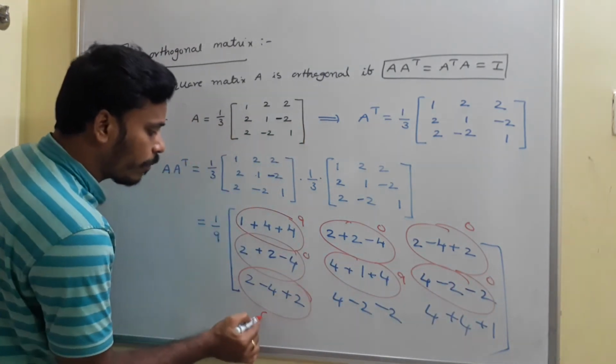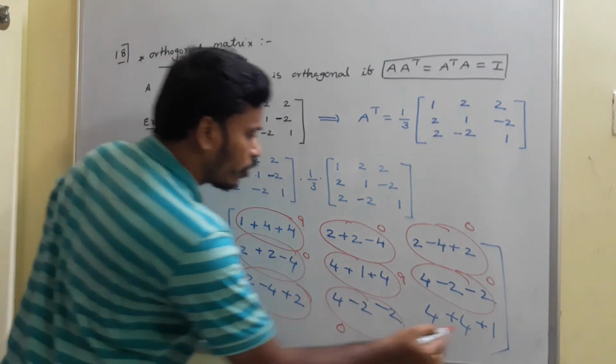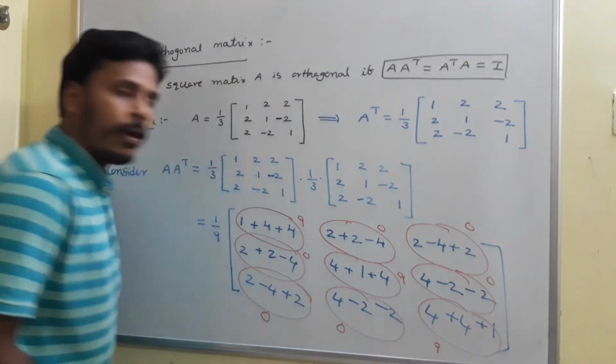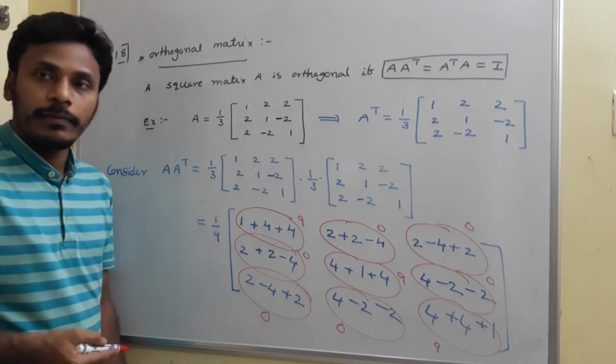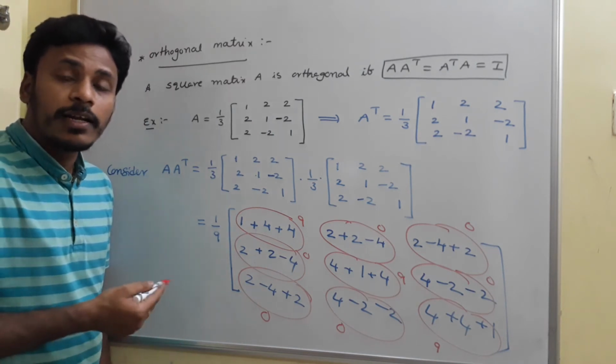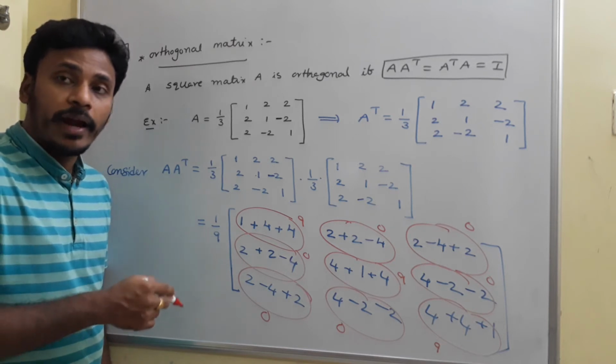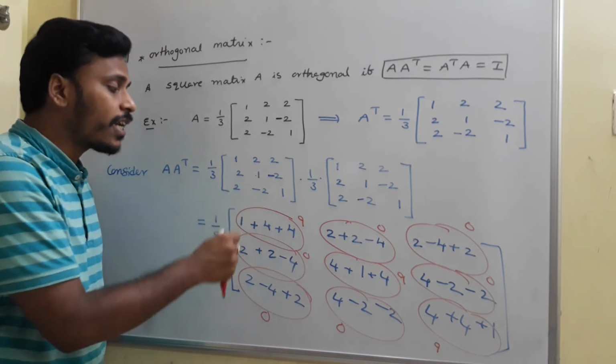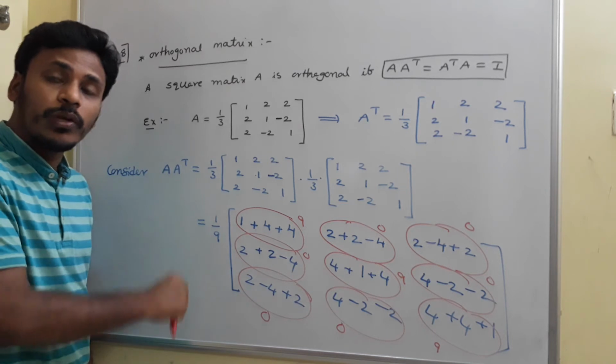If you simplify, it becomes 0, it becomes 0, it becomes 9. And outside there is 1 by 9. So we know the scalar multiplication of a matrix. Since we are multiplying the whole matrix with 1 by 9, you need to multiply each and every element of the matrix with 1 by 9.